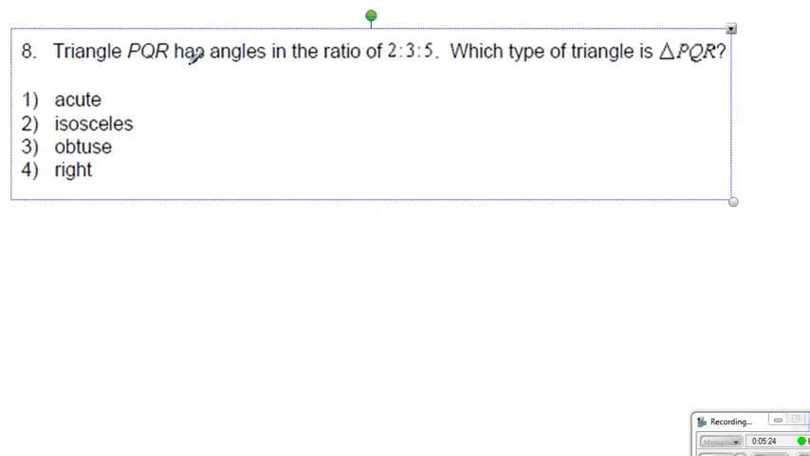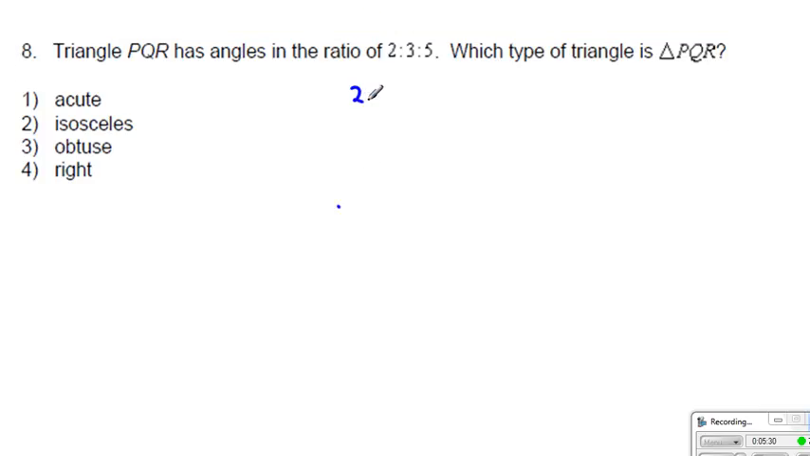All right, so here we have angles in the ratio of 2 to 3 to 5. Now then, whenever we see the ratio, we can write it as 2x plus 3x plus 5x equals 180. Now, once you solve this, you will realize that x must be equal to 18. And if x equals 18, then the first angle becomes 2 times 18.